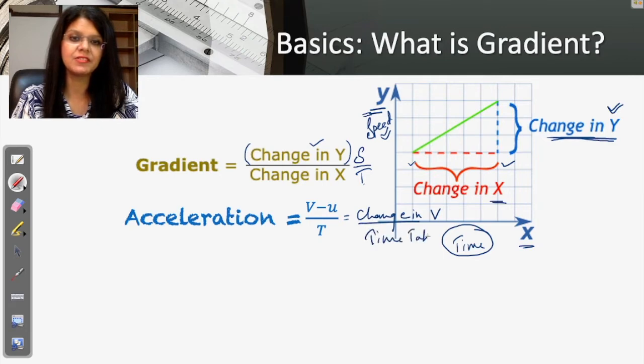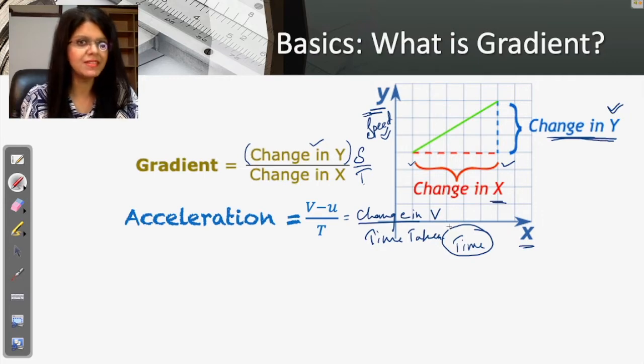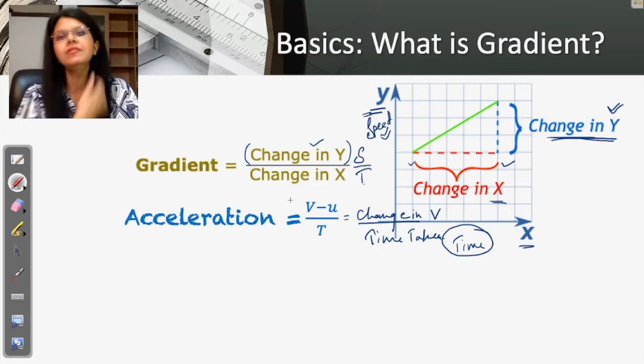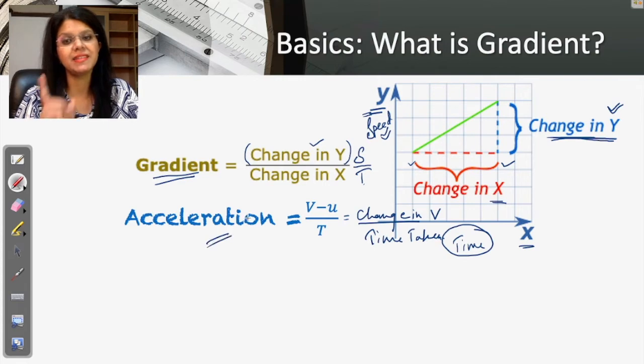If you have not gone through the video on acceleration, please go through it if you want to understand this particular section nicely. Change in velocity over the time taken is the same as acceleration. And what is velocity? Velocity is nothing but speed in one direction, right? So what do we understand from here? Gradient is the same as acceleration when your graph is a speed time graph.